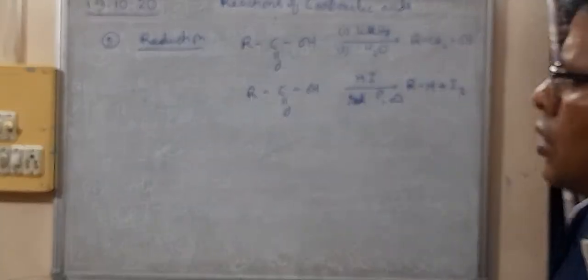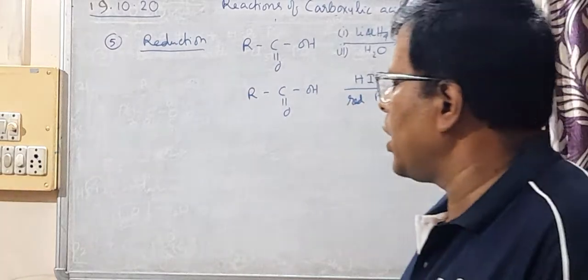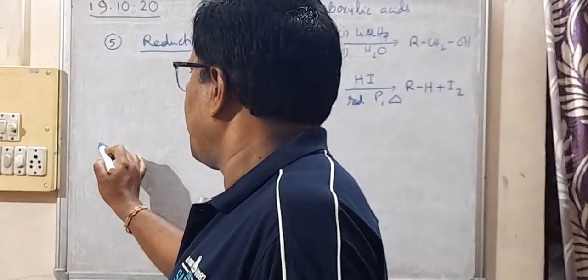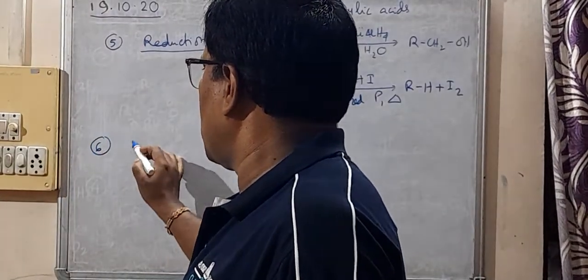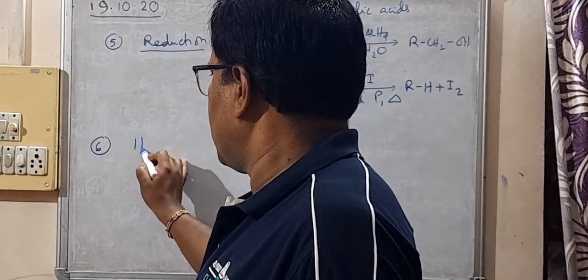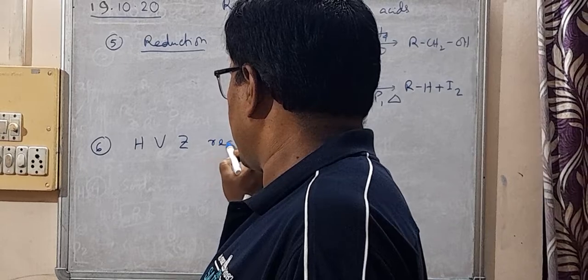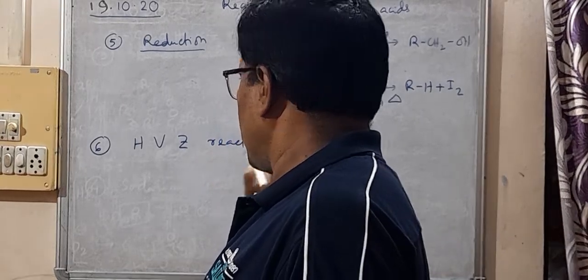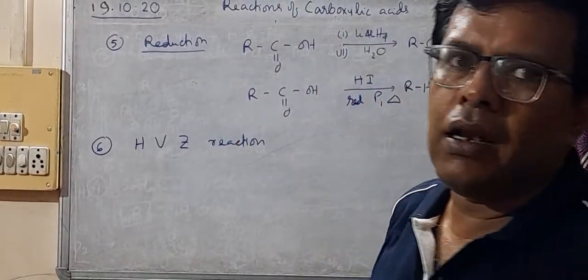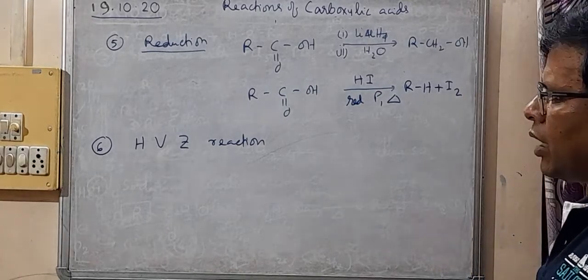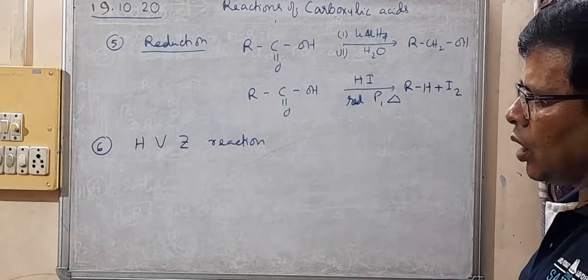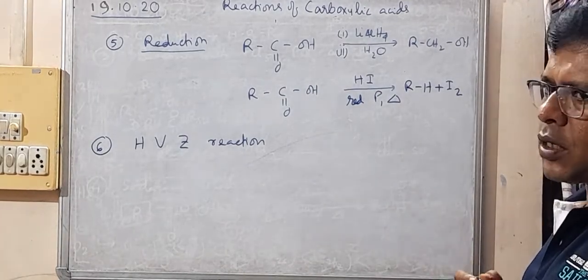Then in this way, these reactions you can easily learn, nothing must be explained. Then you will find in your book one reaction, the HVZ reaction, the Hell-Volhard-Zelinsky reaction. That we have to study.